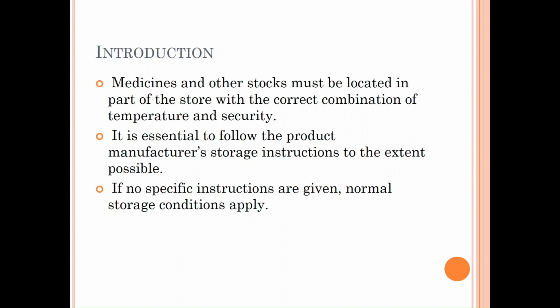So let us start with the introduction. We see that medicines and other stocks, of course other stocks apart from medicines can be medical supplies. Examples of the medical supplies we can have are gauze, cotton wool, and the waste bins, where we have the red, the yellow, and the black. However, we also have other types of bins, but those are the main bins we have.